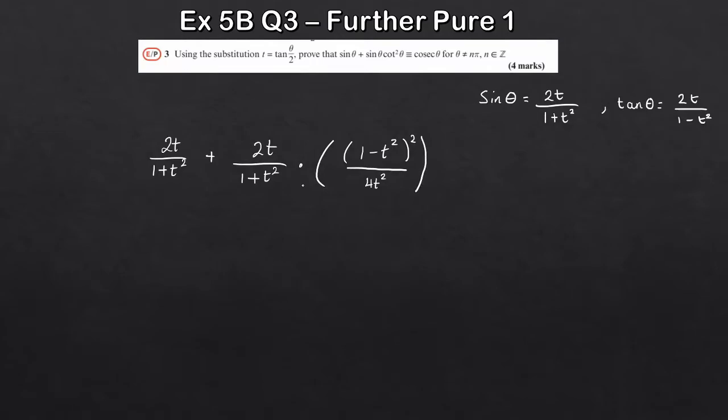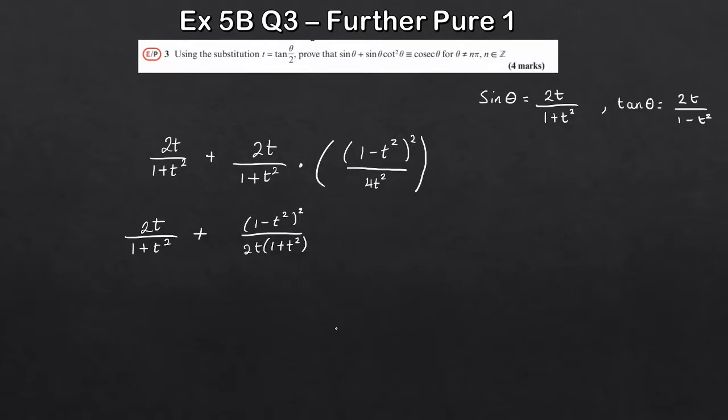Now I can start simplifying the denominator and numerator for this product. This bit will remain the same. 2t divided by 4t squared: what would that leave me with? That's just going to leave me with 1 in the numerator and 2t in the denominator. I'll get 1 minus t squared, squared, in the numerator, and then we times it by 1 plus t squared. In total, that looks like 1 minus t squared, all squared, divided by 2t times 1 plus t squared, like so.